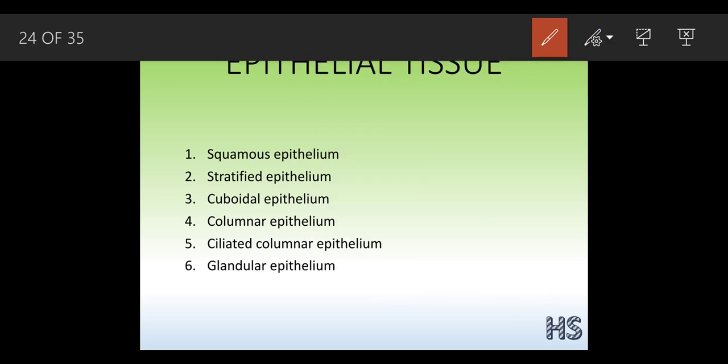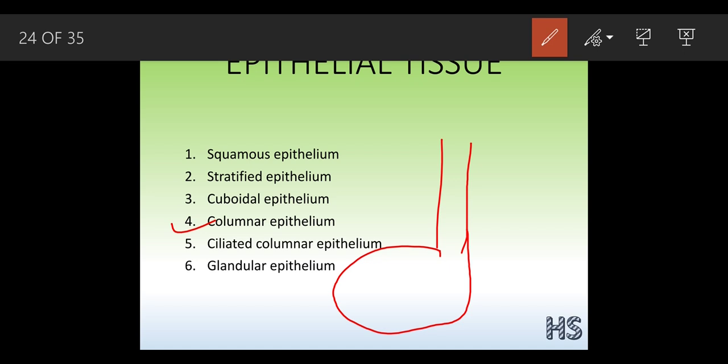Okay, next, columnar epithelium. Columnar means it has the shape of a column. They are quite tall in size. They are found in the lining of the stomach and the intestines. See, this is the esophagus, and this is the shape of a stomach. This whole part, this layer which I made right now, is made of this columnar epithelium.